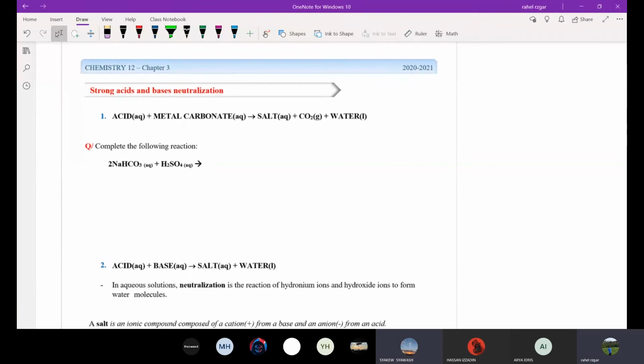These reactions. We have three types of reactions.